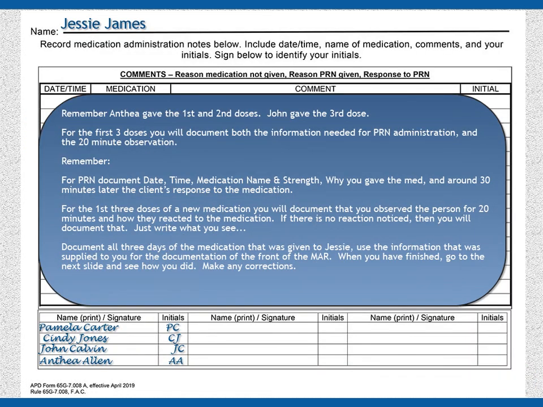Remember, Anthea gave the first and second doses. John gave the third dose. For the first 3 doses, you will document both the information needed for the PRN administration and the 20-minute observation. Remember, for PRN, document date, time, medication name and strength, why you gave the medication, and around 30 minutes later, the client's response to the medication.